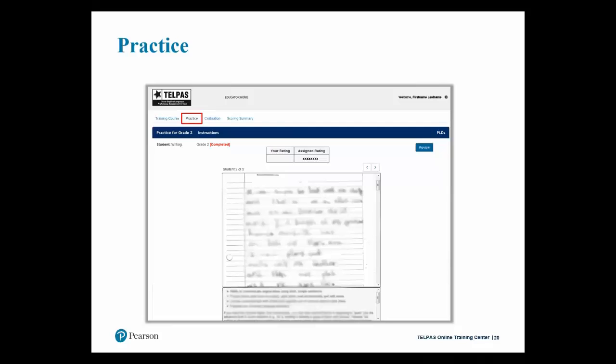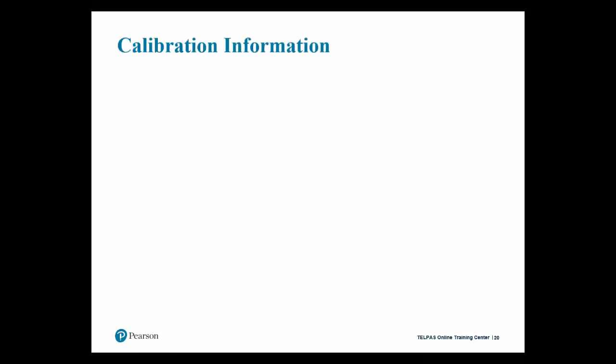You also see on the right-hand side of the screen, there's quick access to the PLDs, and users can even select to review to see the items that they've entered. So the next tab over is the calibration tab.